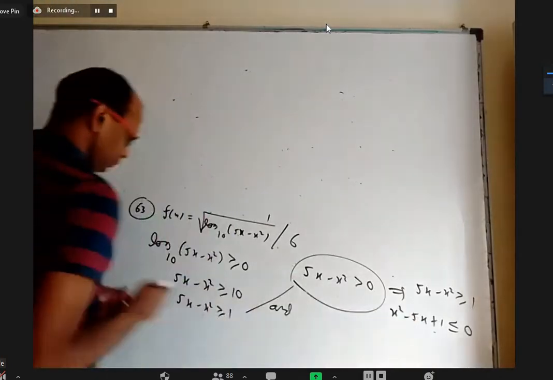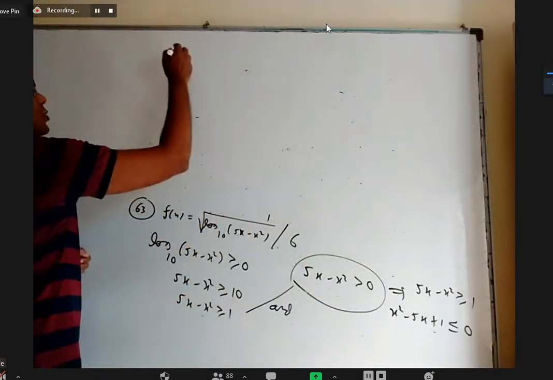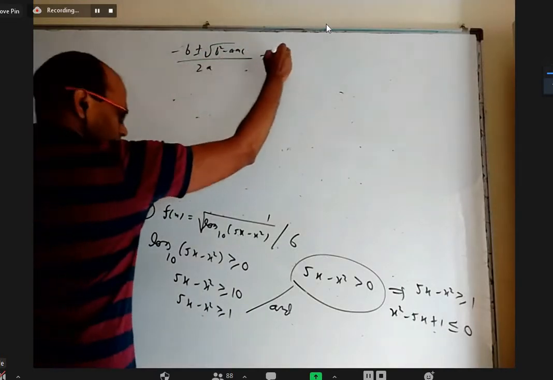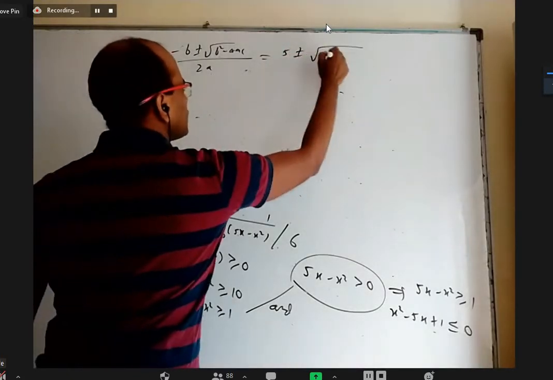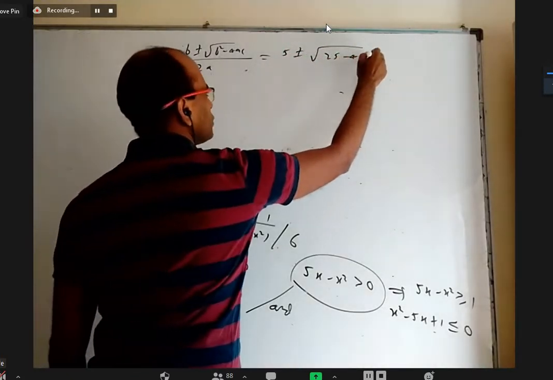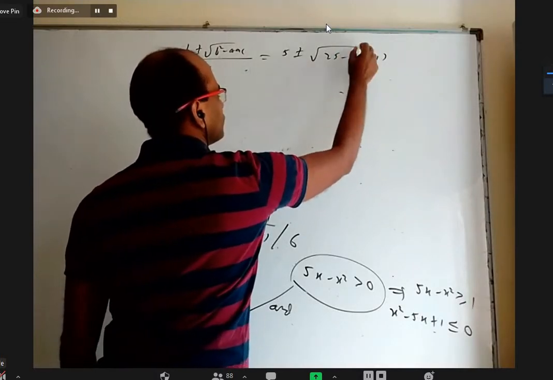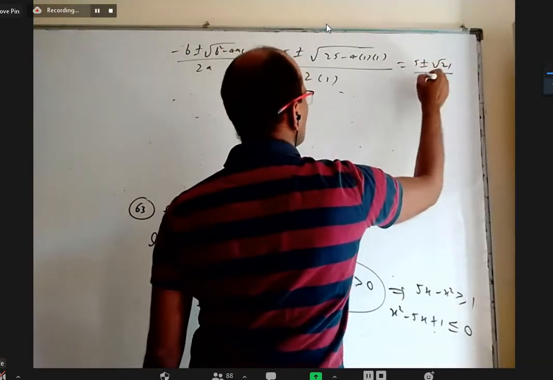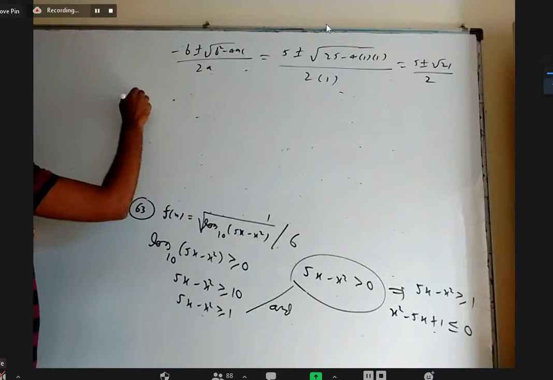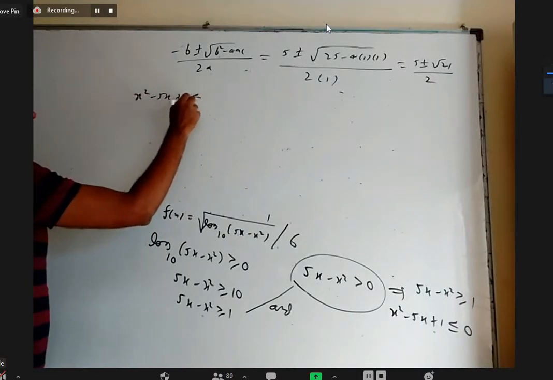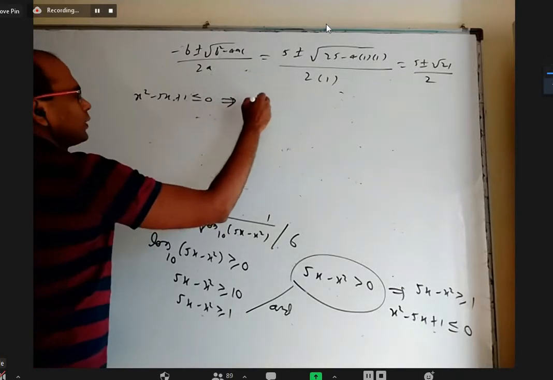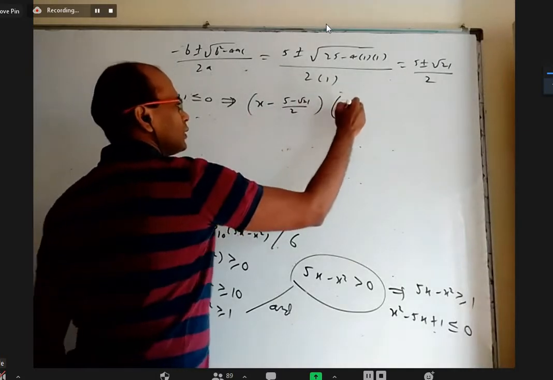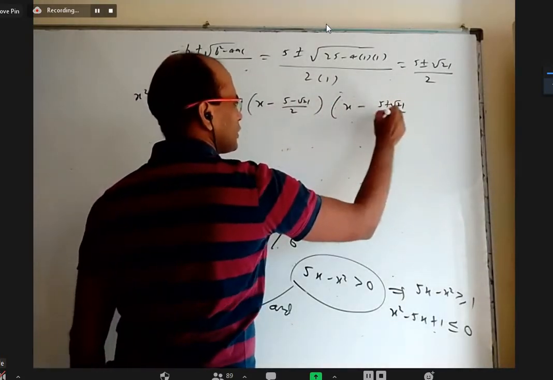So we have to solve this now, and you try to find the roots. Minus b plus or minus root b square minus 4ac by 2a. I'll get 5 plus or minus root of 25 minus 4 into 1 into 1, by 2 into 1, which is 5 plus or minus root 21 by 2. So this x square minus 5x plus 1 less than or equal to 0 can be written as x minus (5 minus root 21 by 2) into x minus (5 plus root 21 by 2).